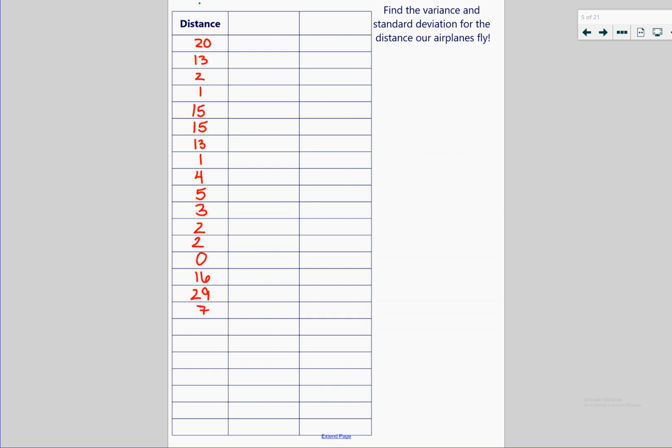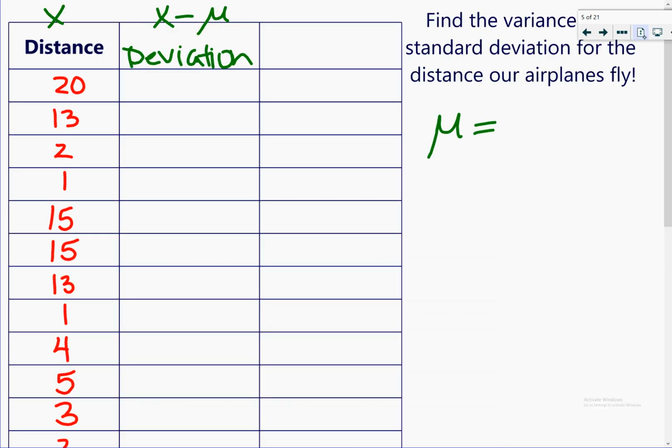So our distances for our airplanes are going to be x. X minus our mean, and we can call it mu because it's a population. We could say the population is everyone in this class. And these are our deviations. Okay. What was the mean that you guys calculated for this? 8.7. Was that exact? Okay. We can stick with 8.7 then for now.